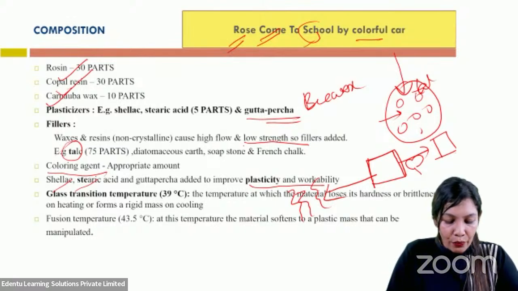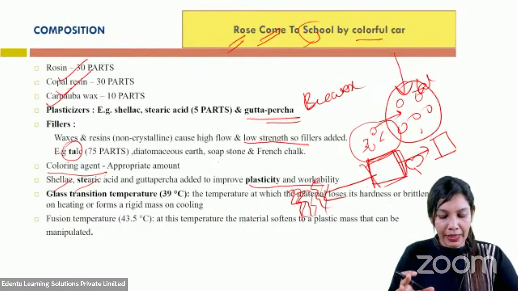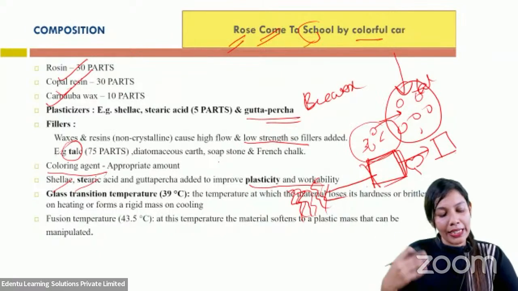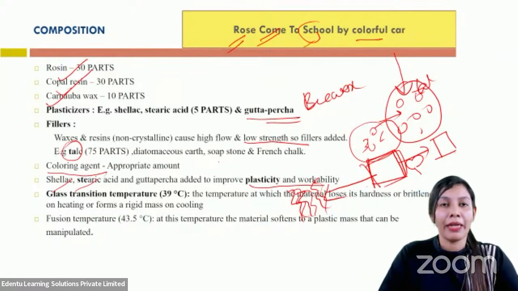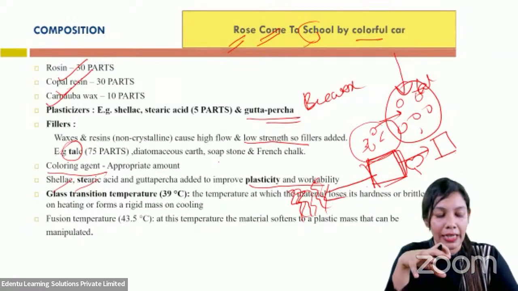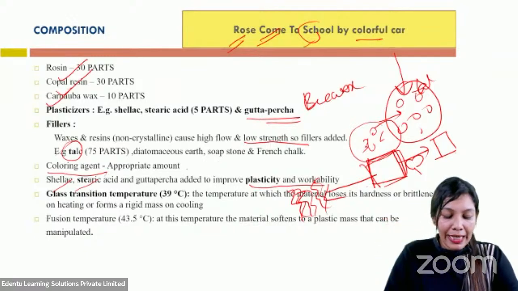It is a particular temperature, it might be like 36 degrees Celsius. This is the temperature at which this material loses its hardness to become flexible. This is called the glass transition temperature, and we see it in this material, right? Next is fusion temperature. It is the temperature at which the material softens to a plastic mass.